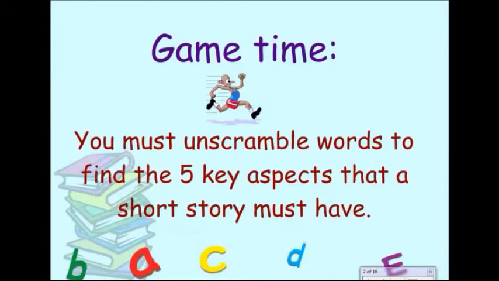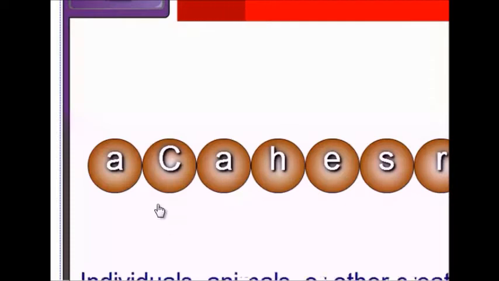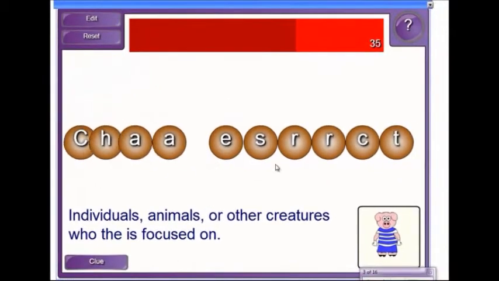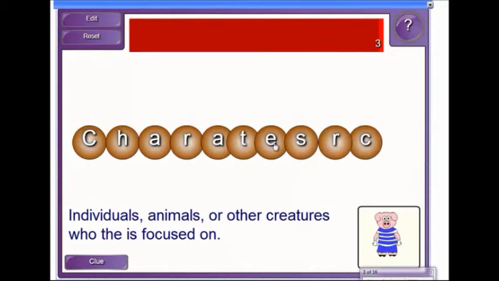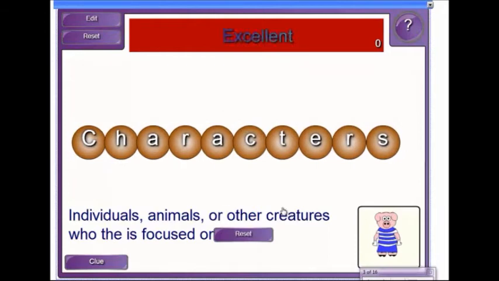This is one of the first activities I have for the students. Game time. You must unscramble words to find 5 key aspects that a short story must have. This is the first activity. This is an anagram. So to start this activity, we click Start, and you can see a clue down here. Individuals, animals, or other creatures who the story is focused on. There's supposed to be story there. So to do this, we just move these around. And even though time ran out, you're still able to finish, and you have to finish to move on.